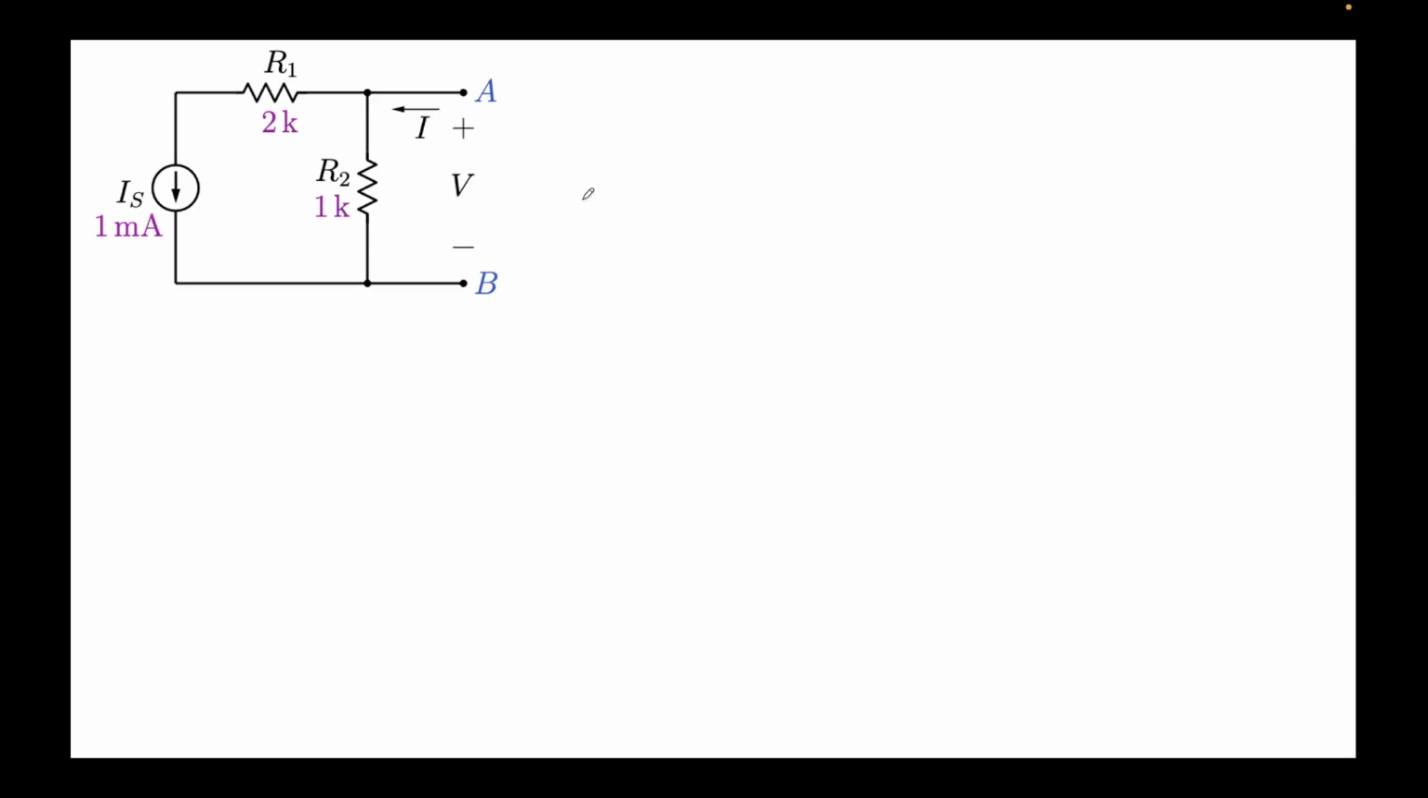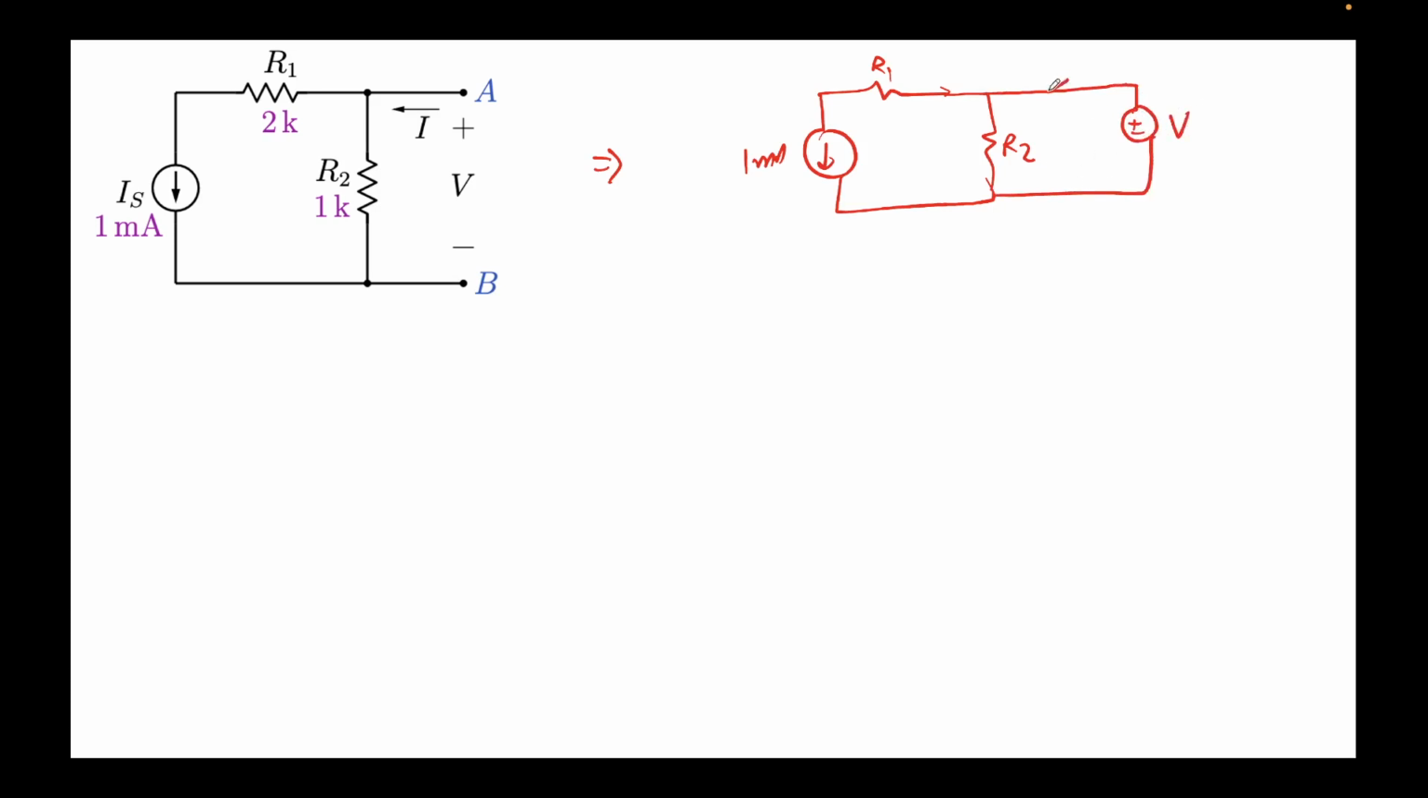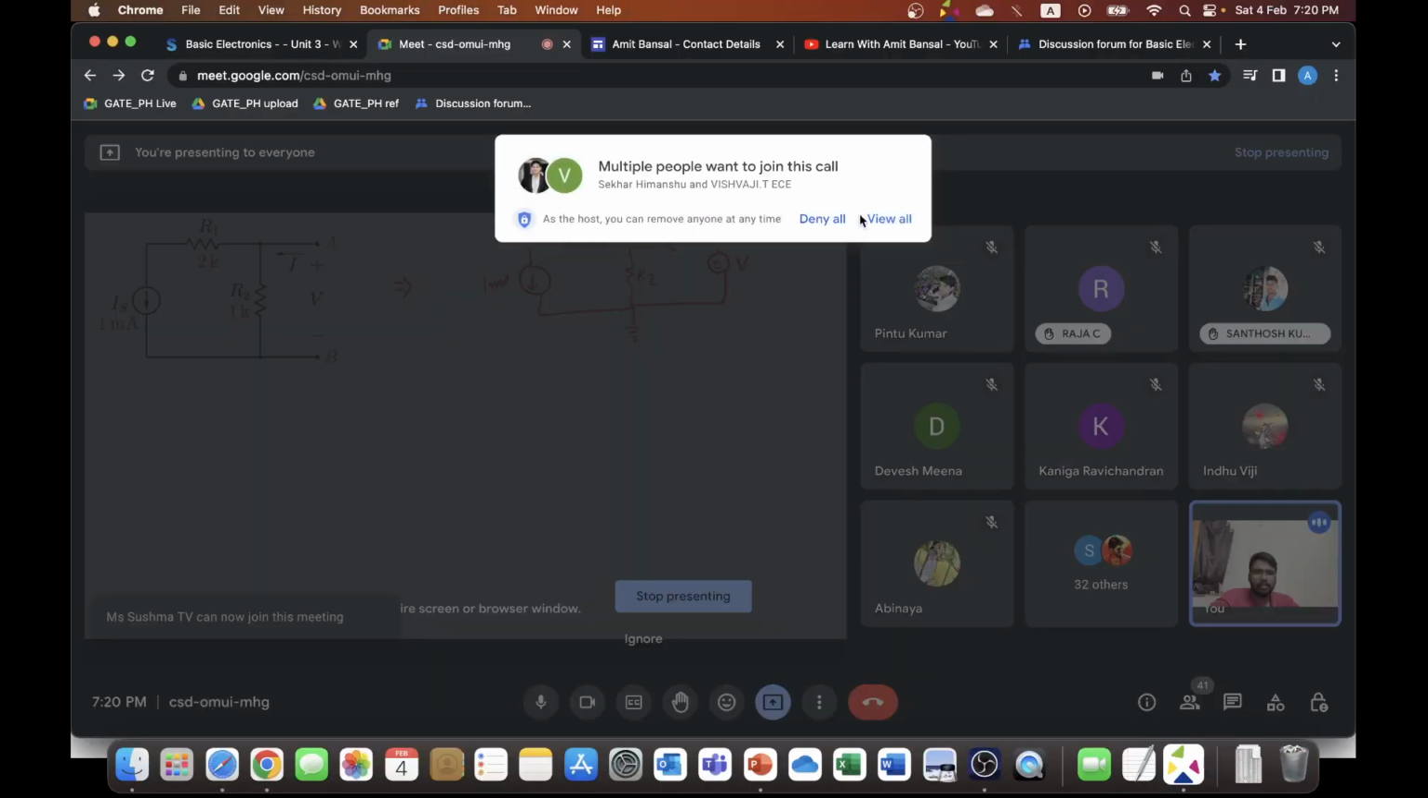Okay, so this is the problem that we have. So there's a V and there's an I. So what I'll do is redraw this circuit in the following manner. This is 1 milliamp. This is R1. This is R2. This is how I'm drawing this circuit. Okay, and let's assume this is ground. I've taken it to be the reference voltage.